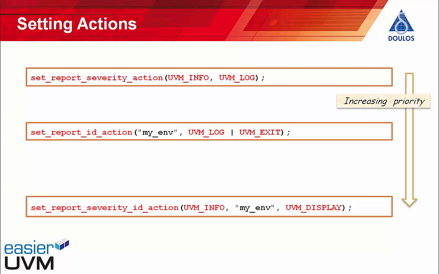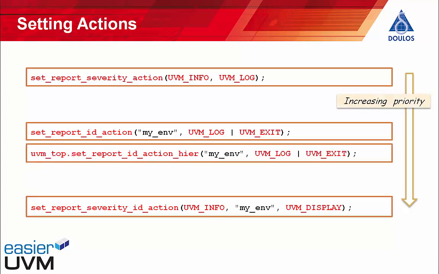So we've set an action based on a severity, we've set an action based on an ID. We can also set an action based on both severity and ID. So here we're saying set report severity ID action, UVM info, myenv, UVM display. In other words, info messages whose ID is myenv have the action UVM display. So you can see here 3 different methods: severity action, ID action, and severity ID action. And those methods take the priority shown on the slide in increasing order from top to bottom of the slide. So set report severity action has the lowest priority. If we also set a report ID action that applies to the very same report, then the ID action will take priority over the severity action. And if we do set report severity ID action, that has the highest priority of all.